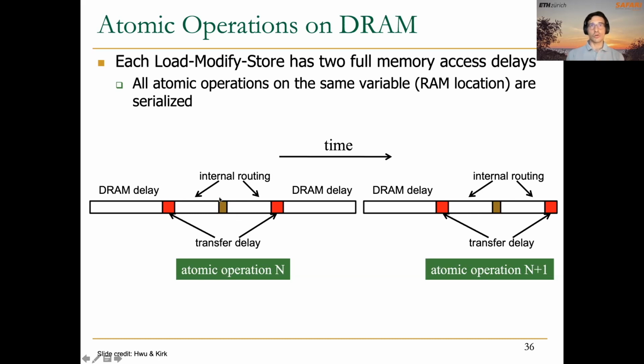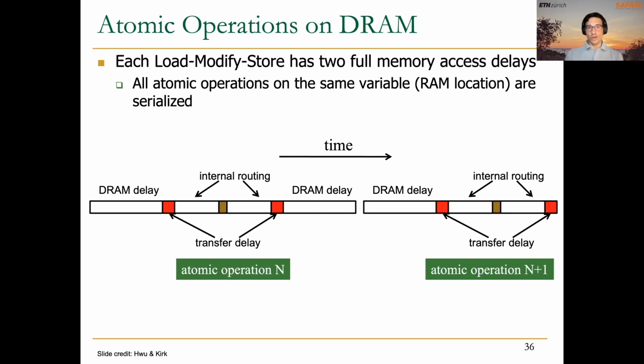Then there is some internal routing, and then in a few cycles we can perform the update. But then we have to write back, going through the internal routing, the transfer delay over the memory channel, and then the DRAM latency to write one element. And then we would do the same for the next atomic operation, maybe performed by another thread in the same warp, updating the same global memory location.